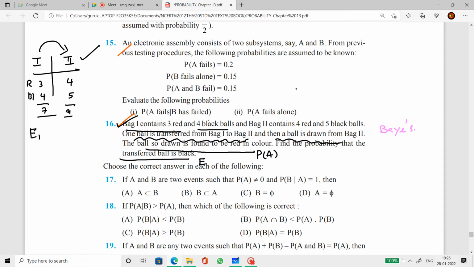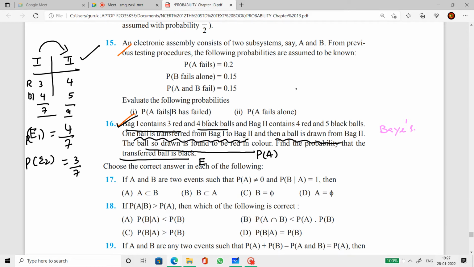So let E1 be the event of the transferred ball being black. From where is it transferred? From bag 1 to bag 2. How many black balls does bag 1 contain? 4. So 4 out of 7. So if E1 is transferring a black ball from bag 1 to bag 2, E2 is the complement of that, which is 3 out of 7, transferring a red ball.